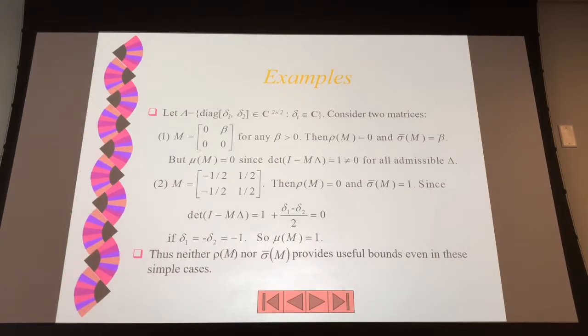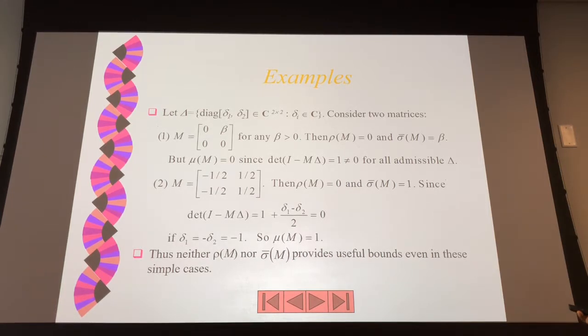So let's see an example. Say for example you have two scalar uncertainties. Okay, they are not the same. So in this case you have two different scalars. And you have M is like this. Or you have M is like this. So which one is bigger? Let's see. Rho of M is zero, of course. Sigma bar of this one is beta. So zero to beta, mu of M, the determinant is one, not zero, so the mu of M should be zero. Okay. So you cannot find an uncertainty that makes this determinant zero, so mu is considered zero.